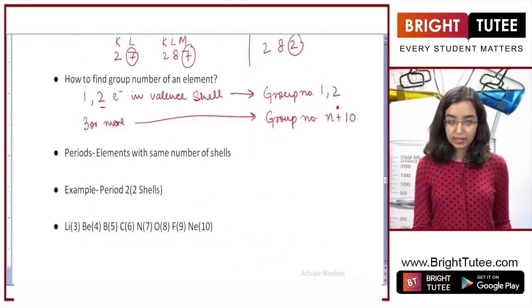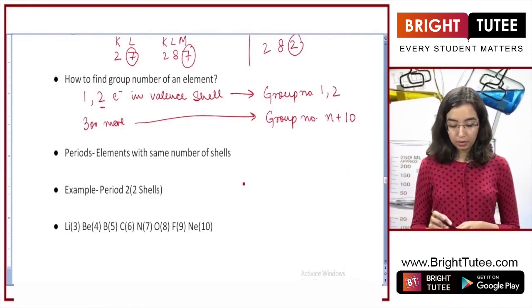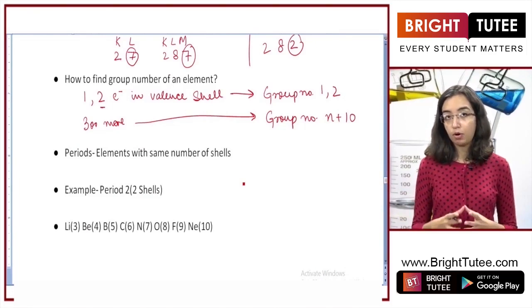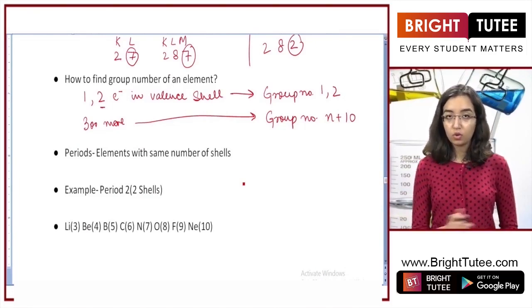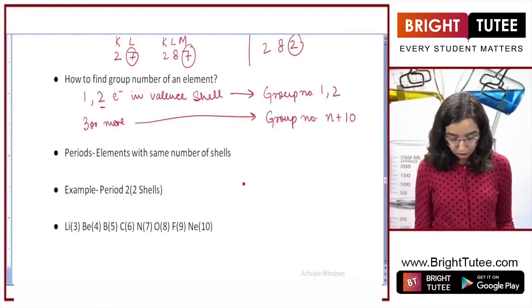Now let's understand the second aspect, which is the periods. So periods are the horizontal rows. They determine the number of shells that elements have. So in a period, the number of shells remains the same, whereas the number of valence electrons is not the same. So let's take the example of period 2.